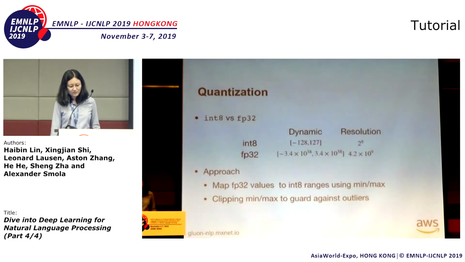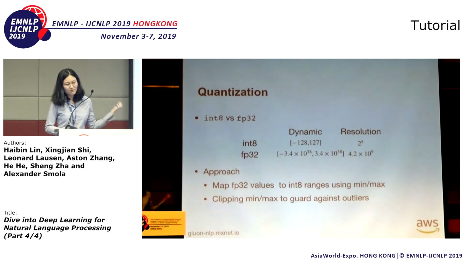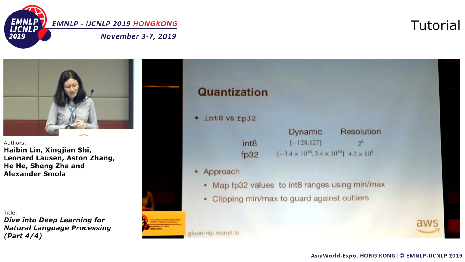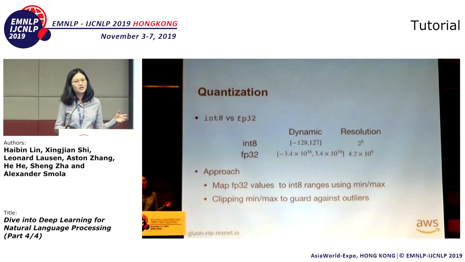Okay, so the idea of quantization is that we will do inference in integers. But the model is trained in FP32, right? So now we need to map numbers in FP32 to int8. The challenge here is that they have different dynamic range, which means the minimum and maximum number that can be represented using this data type. And they also have different resolution, which means within that dynamic range, how many unique numbers you can represent.